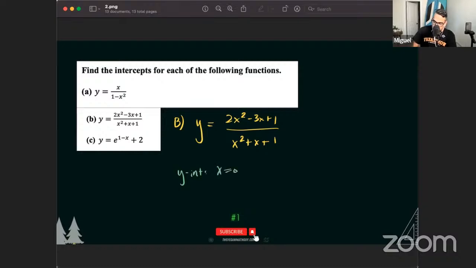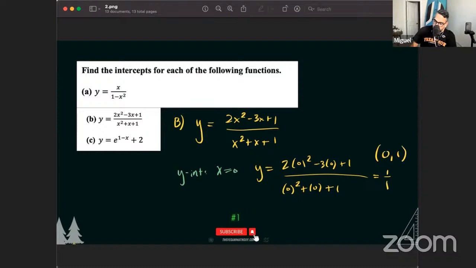So then we have y equals, and go ahead and plug in 0 for every value of x that you see in the equation. 0 squared plus 0 plus 1. Okay, it looks like 1 over 1. Nice. So the y-intercept is going to be (0, 1). Awesome. Okay, I feel like I need to make some space here.